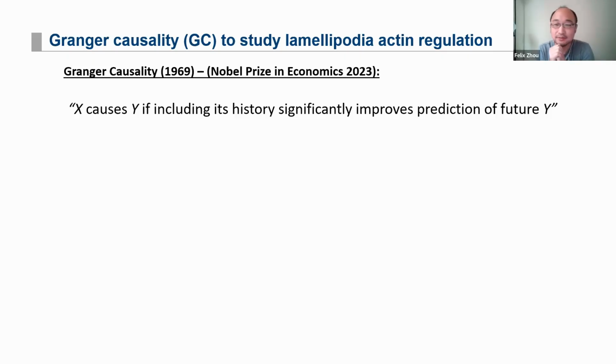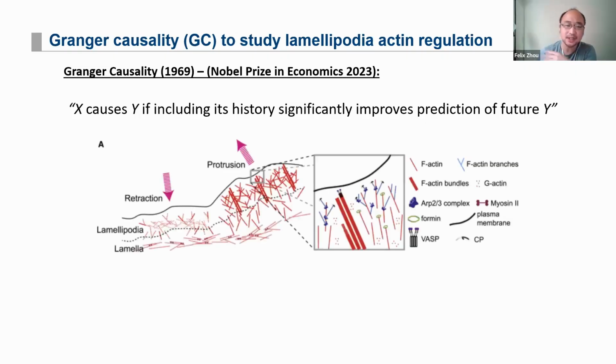In particular, they use probably the first notion of observational causality, which actually got the Nobel Prize in econometrics: Granger causality. This is the notion that if X causes Y, then including the past history of X should improve the future prediction of Y, compared to having Y alone. And that's basically the concept.